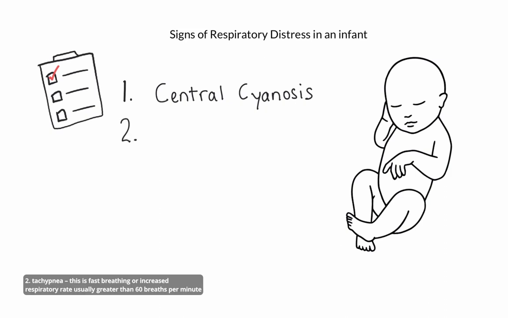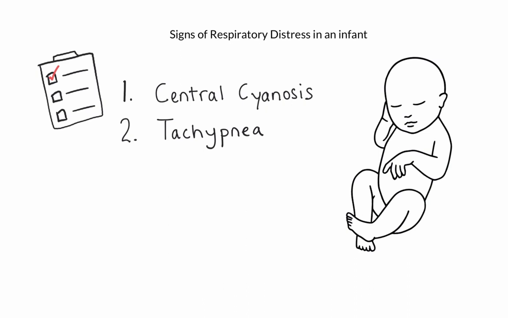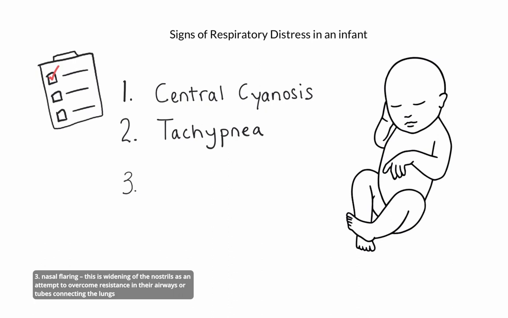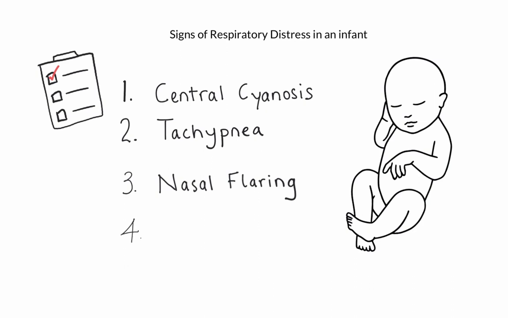2. Tachypnea. This is fast breathing or increased respiratory rate, usually greater than 60 breaths per minute. 3. Nasal flaring. This is widening of the nostrils as an attempt to overcome resistance in their airways, or the tube connecting the lung.